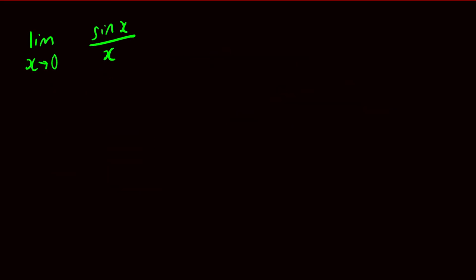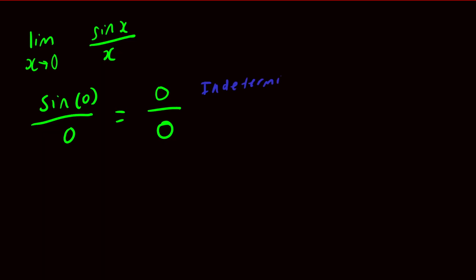And next question. Alright, so last one. Limit as x goes to 0 of sine x over x. Alright, so this tests your trig knowledge a bit. Remember, first thing we want to do, sine of 0 over 0. Well, what is sine of 0? Sine of 0 is just 0, so 0 over 0. And this is indeterminate, which means we can use L'Hopital.